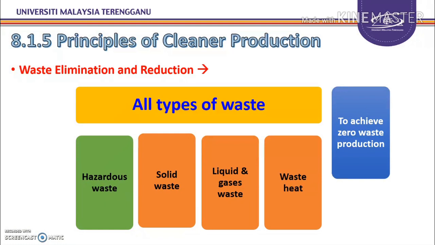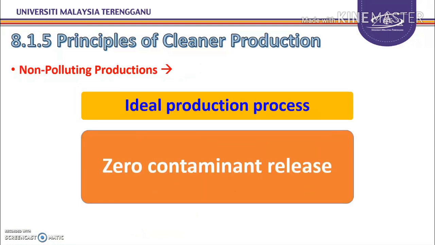The first one is waste elimination and reduction. In implementing CP, we need to make sure that all types of waste or byproduct produced from our company, such as hazardous waste, solid waste, liquid and gaseous waste, and also waste heat, must be eliminated or reduced to achieve zero waste production. Second, non-polluting production, which is the ideal production process in our manufacturing process. We try to achieve zero contaminant release as much as we can.